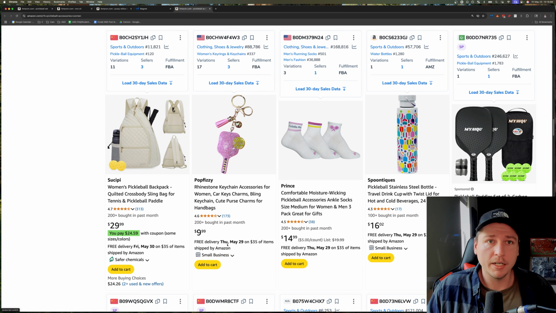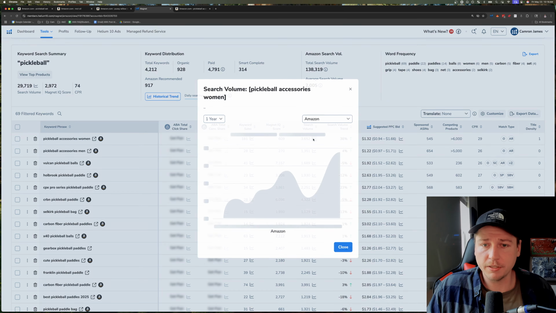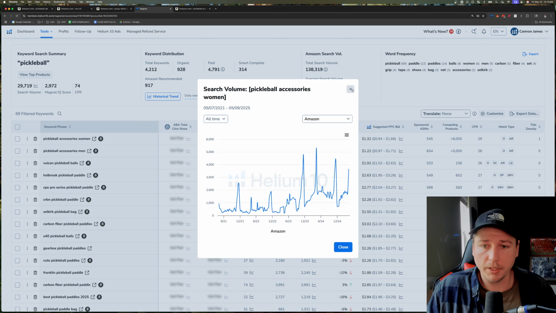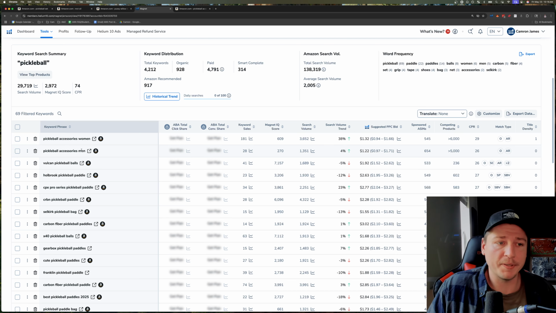But we see right here, this keyword has 3,600 searches per month. It looks to be growing as well. Yes, it's growing, so it's trending upwards here. It's going to make great holiday and summer products, because for holidays, it's great for gift giving for someone who really likes pickleball. And then obviously summer, everybody's playing pickleball.